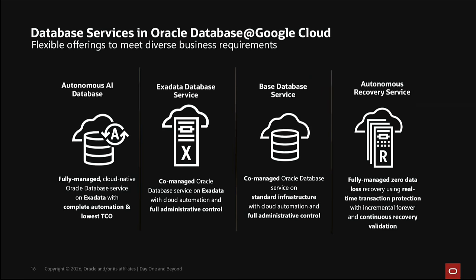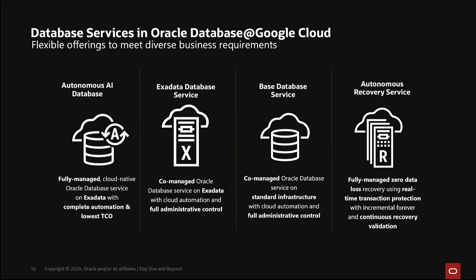We have two different options in Exadata database service. You can have a dedicated option where all the hardware is dedicated to you, or we have the Exascale infrastructure option, which is a shared architecture where you spin up a VM cluster and we pool all the resources on the Exadata platform. This Exadata infrastructure option gives you the ability to create or provision smaller workloads running on the Exadata platform. So Exadata database service: co-managed Oracle database service running on Exadata platform, cloud automation, full administrative control.